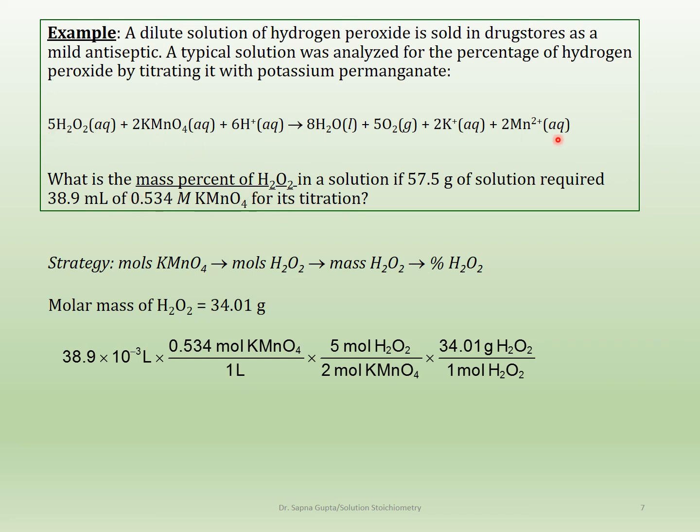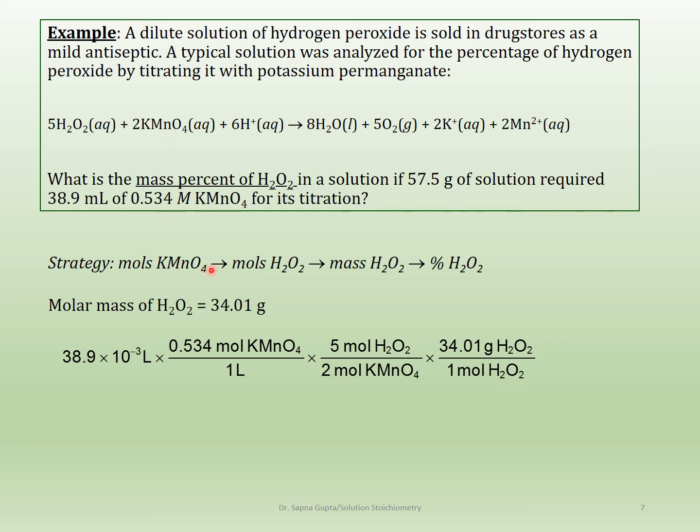Let's look at the equation. This is a balanced equation already given to us. And what is necessary over here is, of course, the mole ratio of hydrogen peroxide to KMnO4. Everything else that is in the equation is just to write the products out and to balance out the equation. But our main stoichiometry is right over here. So 38.9 milliliters of 0.53 molar KMnO4 is required for the titration. So that's what you start with.